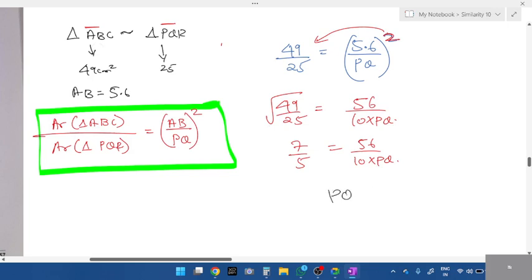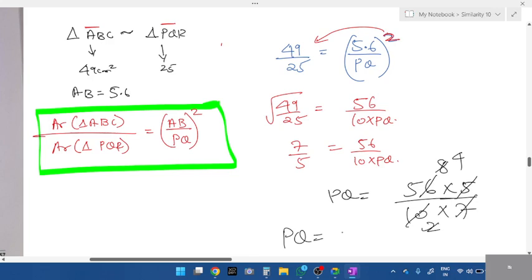PQ goes to the other side. 56 remains as it is, 10 remains as it is. 5 will get multiplied here, 7 will get multiplied down. 5 ones are 5, 5 twos are 10. 7 ones are 7, 7 eights are 56. 8 ones are 8, 8 fours are 32. What's the answer? PQ is equal to how many centimeters? I've done the first one, you all try the second and third.